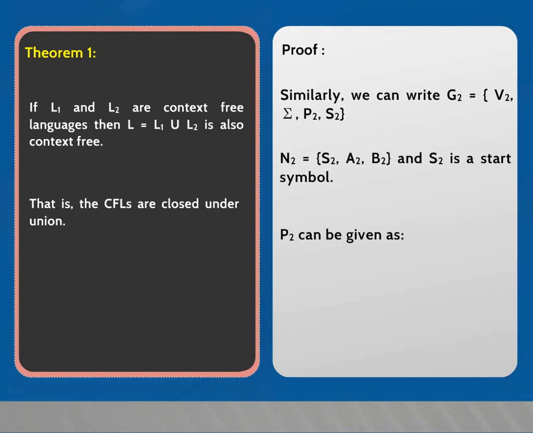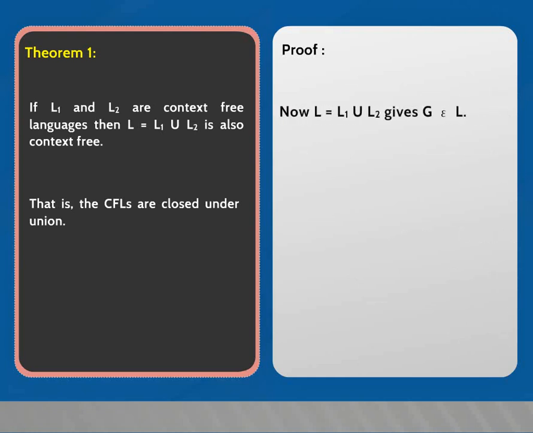P2 can be given as: S2 provides a A2 or b B2 B2. A2 provides b, B2 provides a. Now, L is equal to L1 union L2, giving G belongs to L.